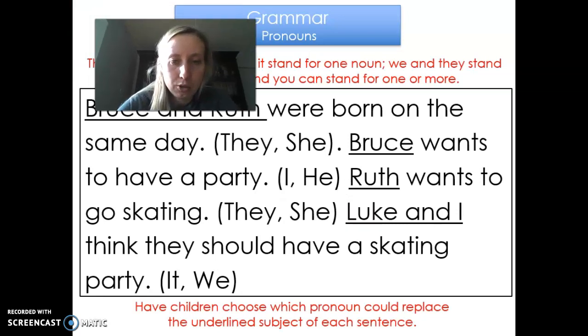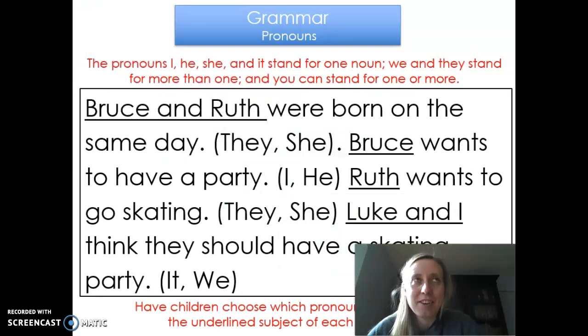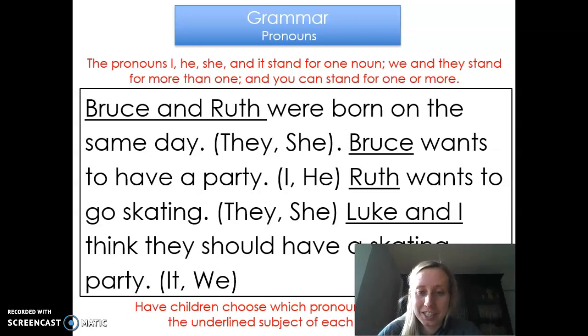Okay, so we're talking about pronouns again, and yesterday I kind of had to hurry because you only get 15 minutes on this, so sorry about that. So remember, pronouns are I, he, she, and it stands for one noun. If I say I, I'm talking about one person. He, one person. She, one person. But if we say we and they, that's more than one. So we is more than one, and they is more than one. And you can stand for one or more.